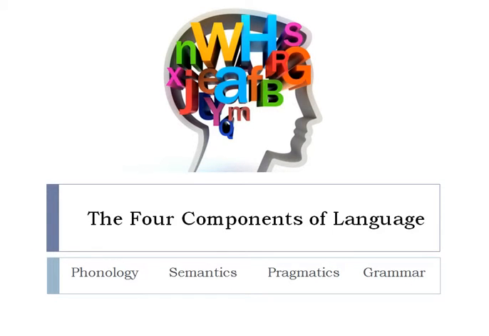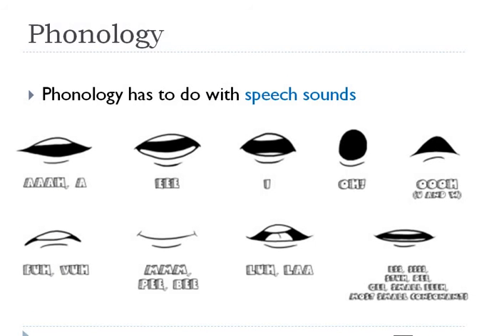Okay, well, let's start with the four components of language. Language can be broken down into phonology, semantics, pragmatics, and grammar. We're going to go through each one of these slowly with a timeline of a child's development. The first one, phonology, has to do with speech sounds. It's really just the shapes your mouth makes, and your tongue, teeth, to create the sounds of speech.